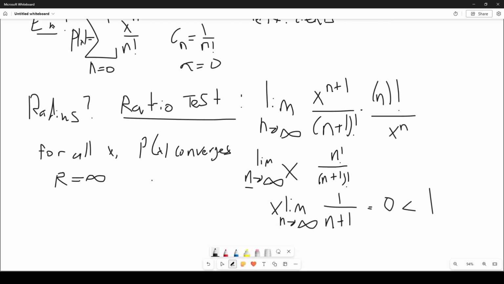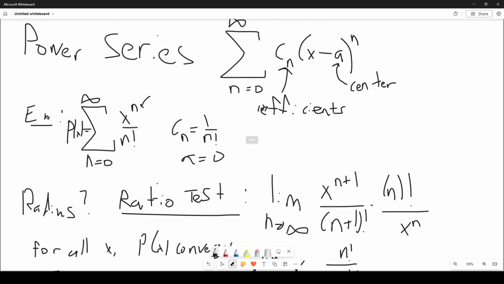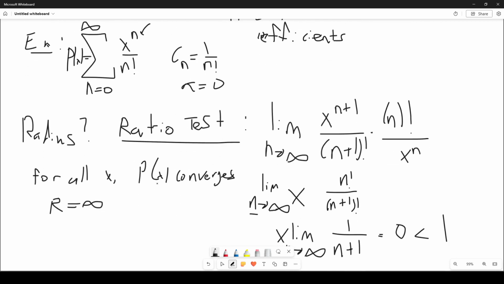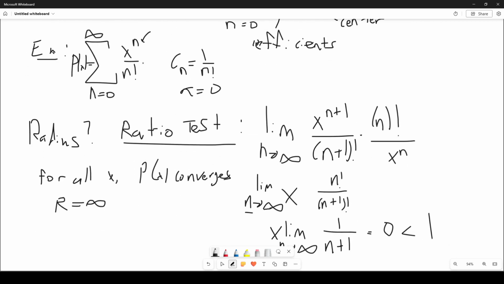Or you can go infinity to the right of your center point, or infinity to the left. So you can go from negative infinity to infinity. This is a special example where our power series actually converges everywhere. And you might remember that this is actually equal to e to the x. So this is a much more helpful application of power series.